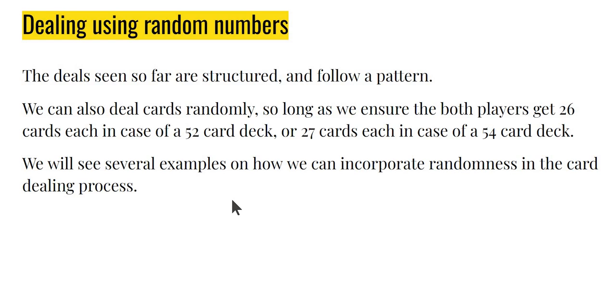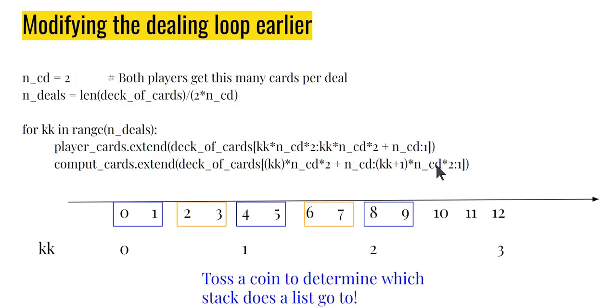The first method that we look at just follows from the loop that we have been doing earlier. Remember, previously we were slicing the individual chunks. First half went to the player, second half went to the computer, and so on. And we could change this depending on the number of cards we want to deal and so on. Now we can make this random, and we can say that look, at every pass of the loop, I'm going to toss a coin. The first part may go to the player, or it may also go to the computer. In which case, the second part goes to the player.